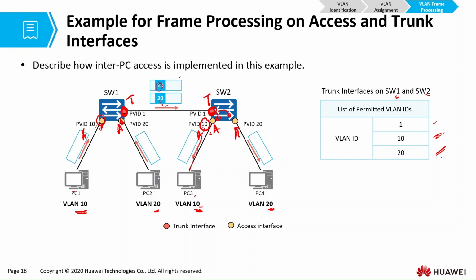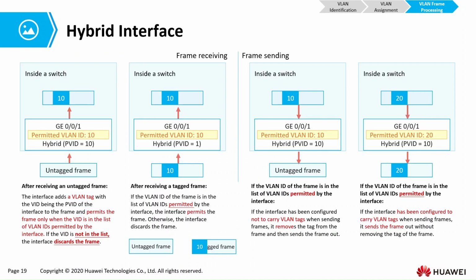It's not like your trunk. In a hybrid, you send both tagged and untagged frames. So remember how it differs from the trunk interface. On the hybrid interface, you allow untagged frames to pass by. But under the trunk, you do not allow untagged frames from multiple VLANs to pass through.